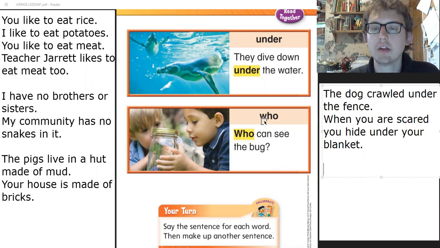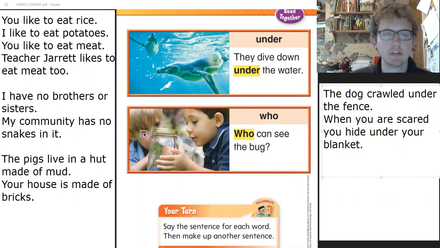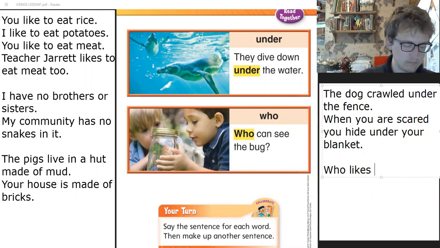Who? W-H-O. Who can see the bug? I don't see a bug. Maybe this little boy or this little boy can see the bug. So let's do a sentence. To eat fruit.